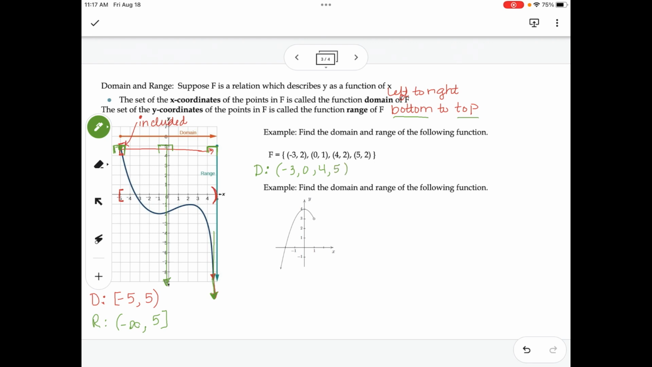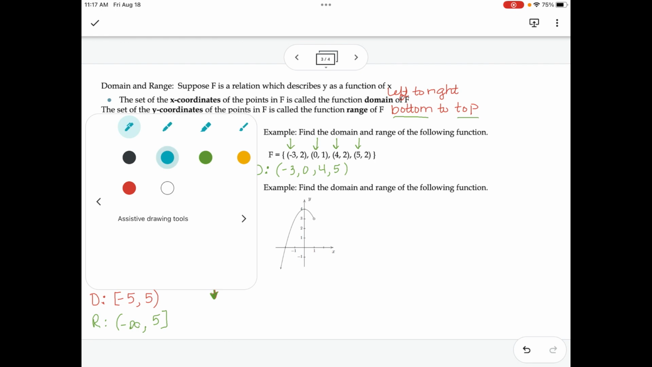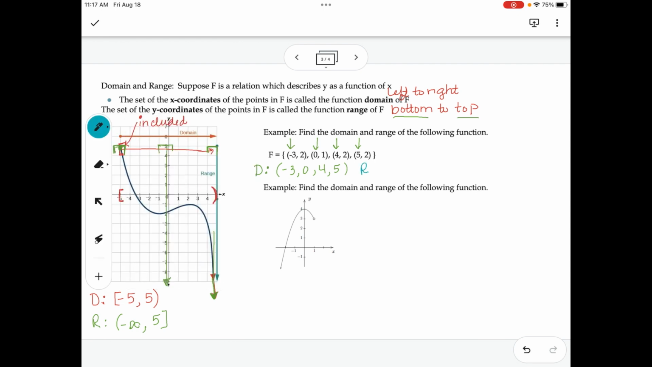4 and 5. So all of my x values. It's just a set of 4 points. My range is my set of y values, and I'm just given 4 y values. I'm going to put them in order. Notice that 2 is listed twice. I just need to list it 1 time. I don't need to write all of them because it's just repeated. So my range is 1, 2.